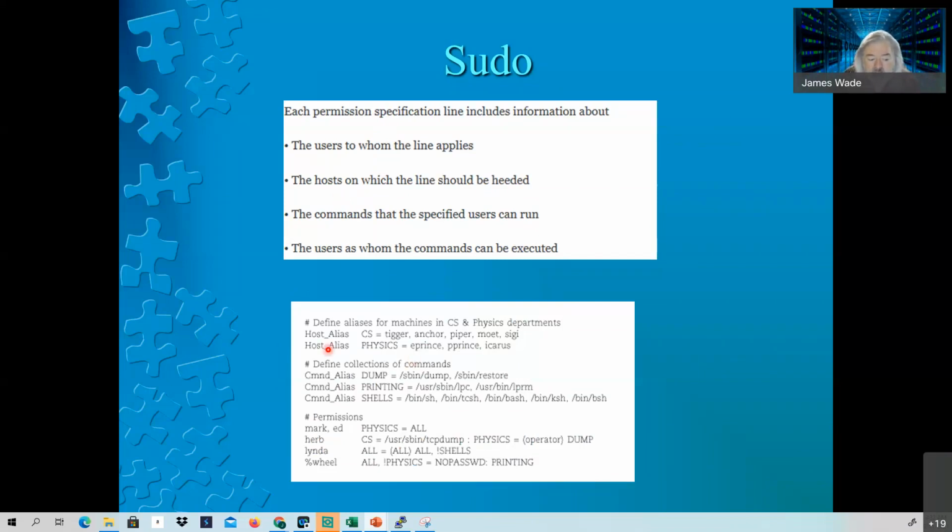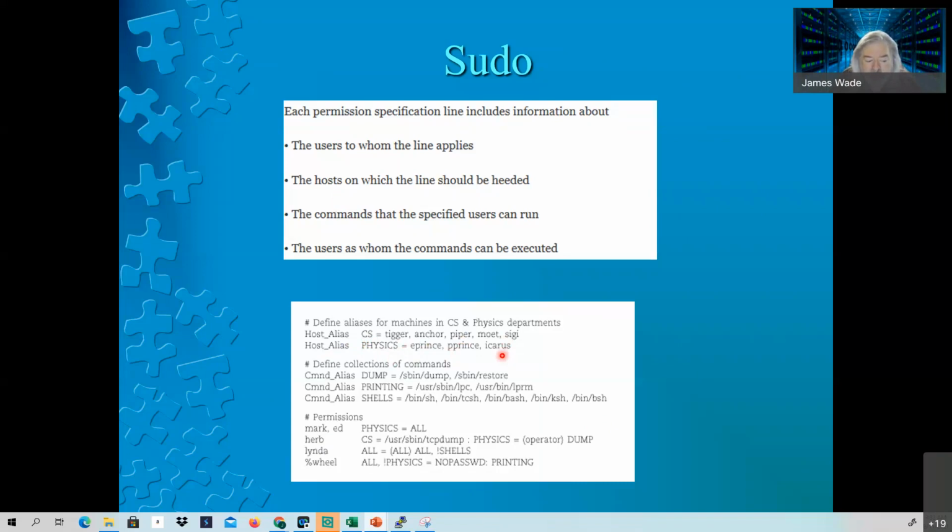So here I have an example of a config file for sudoers. Here's a host alias, CS. I'm saying CS is equal to these hosts named Trigger, Anchor, Piper, Moet, and Siggy. And then I got another one called physics, maybe the physics department: ePrints, pPrints, and Icarus. Okay.